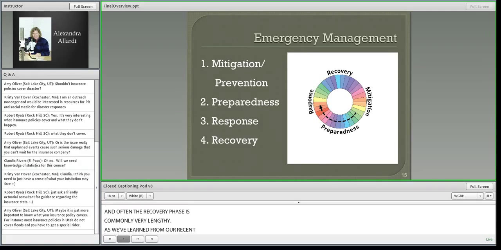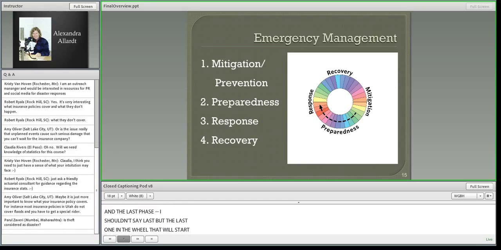And the last phase, and I shouldn't say last, but the last one in the wheel that's going to start the wheel moving around again, is mitigation. Mitigation is the cornerstone of emergency management. It's the continuing efforts to reduce or eliminate long-term risks to people, property, and collections from natural hazards and their effects. Through effective mitigation practices, we can ensure that we lessen our chances of having to respond to a similar disaster again.